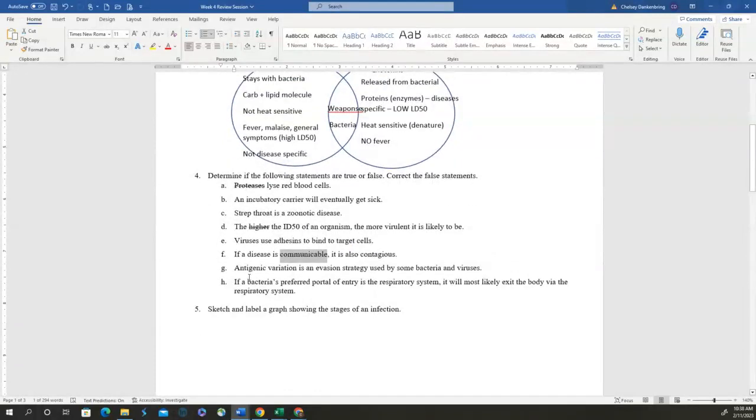All right, G, antigenic variation is an evasion strategy used by some bacteria and viruses. That is true. Remember, antigenic variation means that it's just changing up its surface structures. Because when it infects us, if its little antigen is a square, we're going to make antibodies that have that square shape to catch it. But by the time we make those square antibodies, if it now has round receptors, those initial antibodies aren't going to do us any good, right? Because now it's changed its shape.